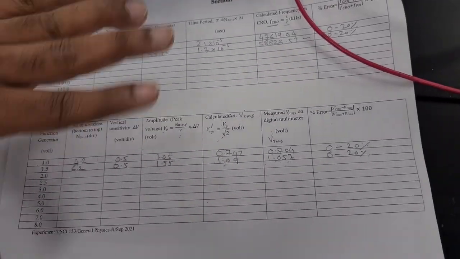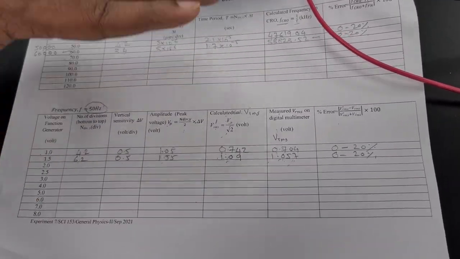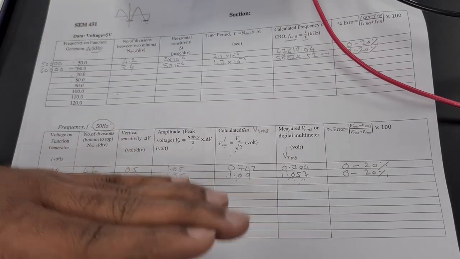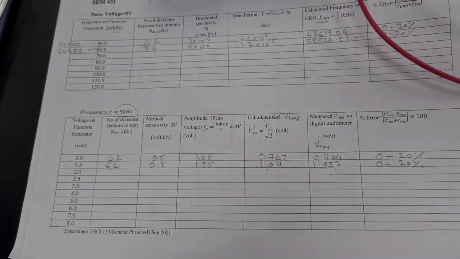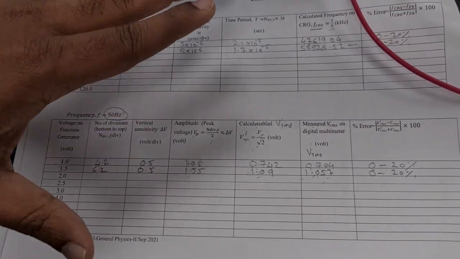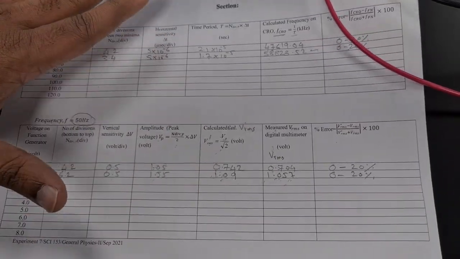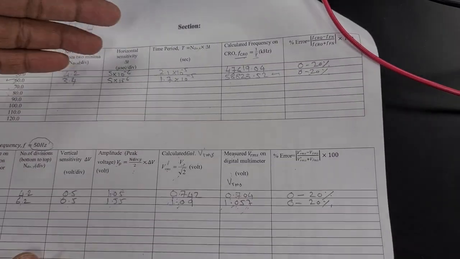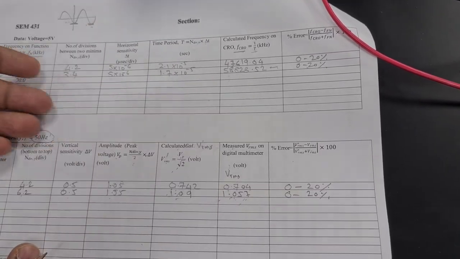So what's the difference between the first table and the second table? In the first table, we measured everything horizontally. In the second table, we measured the division vertically. Clear? So that's it, my dear. There will be no graph for this. Only you have to fill this table. Clear? After you fill the table, we have to give marks for this table only.